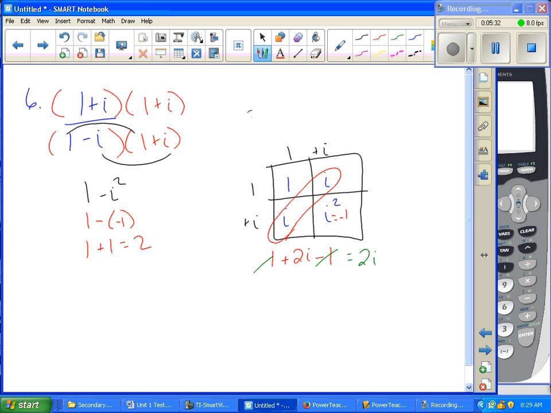So then this ends up equaling 2i divided by my denominator of 2, which is just i, which looks like that corresponds to the answer of O.